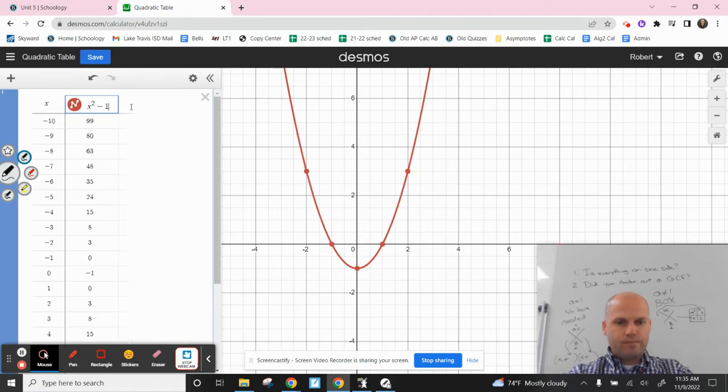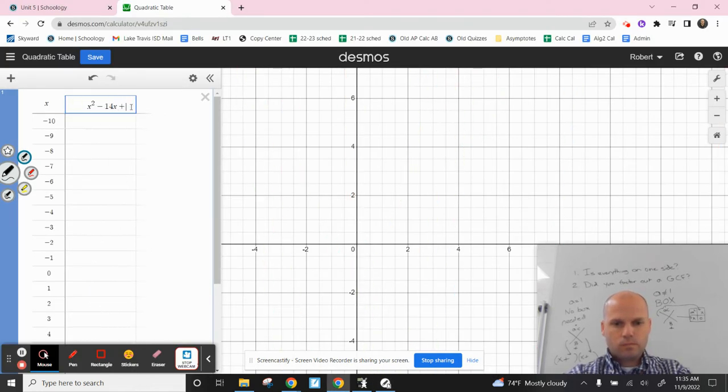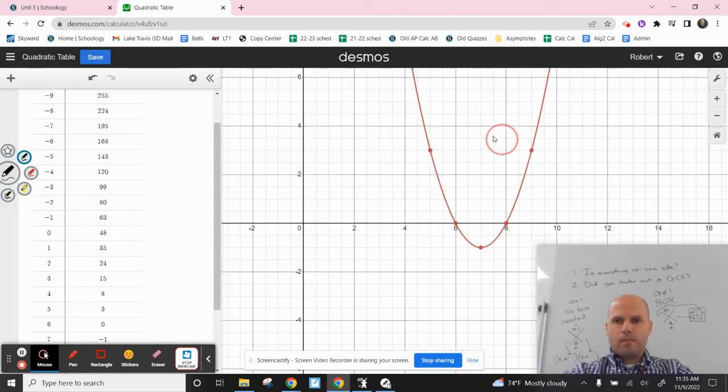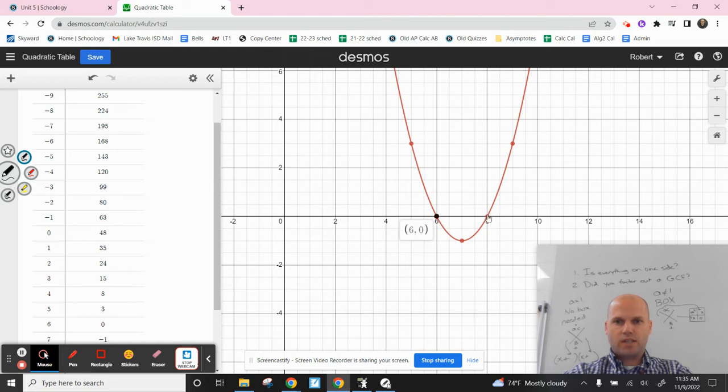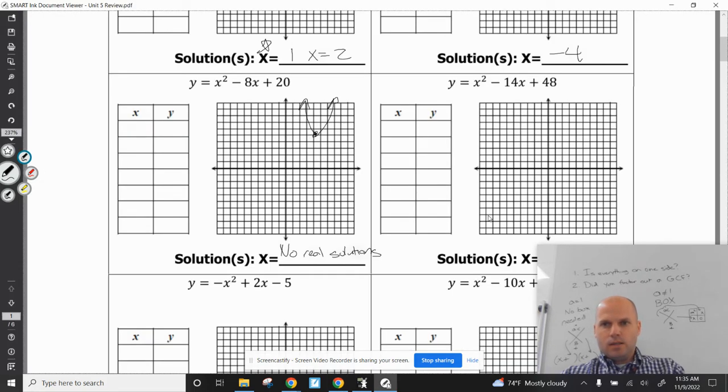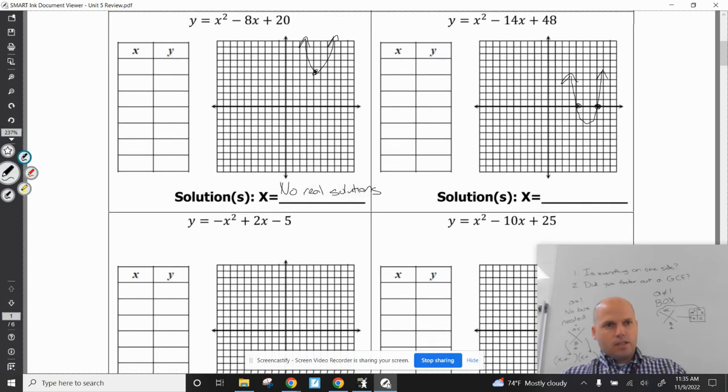Negative 14x plus 48. Okay, my students, boom, 6 and 8. 6 and 8, wherever that is. I'm not even going to count. I'm not going to spend much time on this. You guys know how to do this. If we're wasting time on this, then that's silly. We got other stuff that involves more attention.